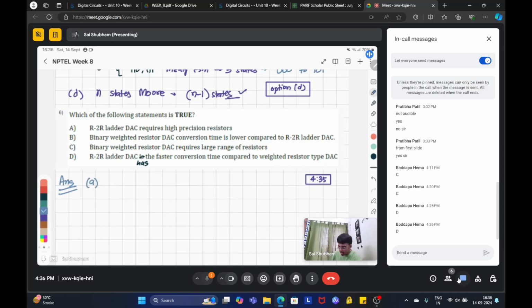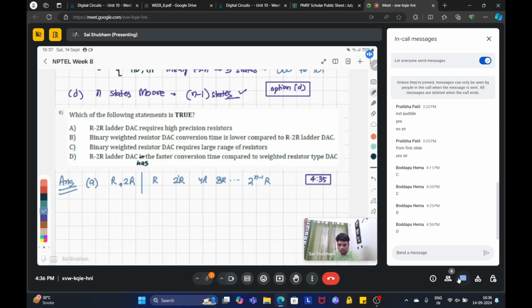So option A says that R2R ladder DAC requires high precision resistors. So the answer is no. We only need R type and 2R type. In case of binary weighted, we need a whole range of it. R, 2R, 2 square R, which is basically 4R, 8R, all the way to 2 power n minus 1 R.